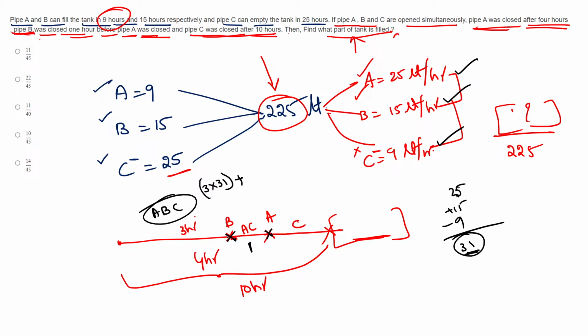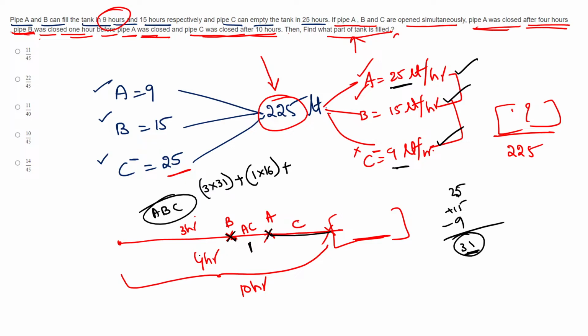So we are having a 1 hour gap between. In that 1 hour you are opening only A and C. So A can pour 25 but C can leak 9. So subtract 9 from 25, you are going to have only 16 liters. And again you are closing C after some time.